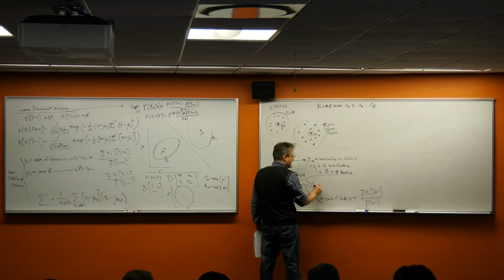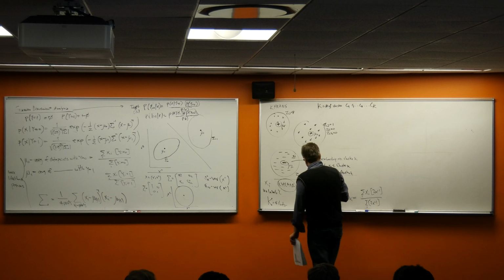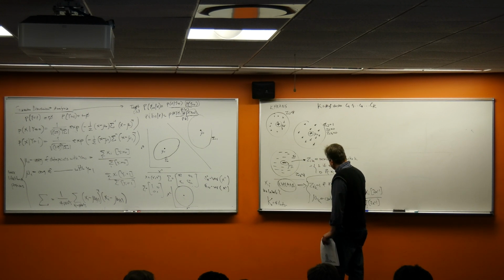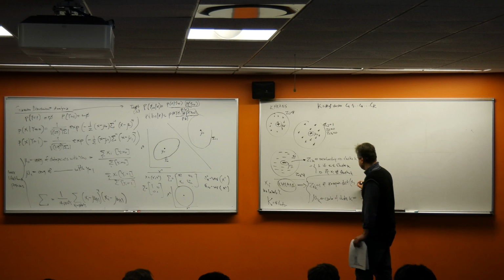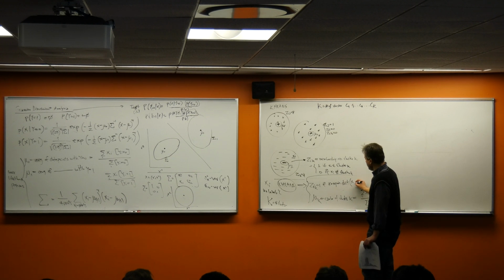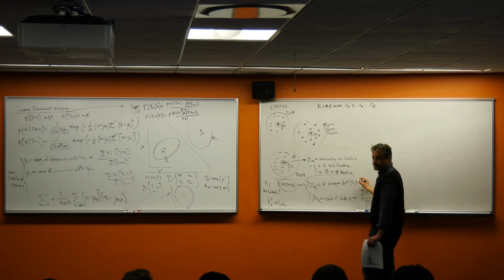Zik is 1 if k is the argmin of the distance between a point xi and mu k, right? So I go through all the centroids, I measure the distance to the centroids, and I pick the k that has the minimum distance.